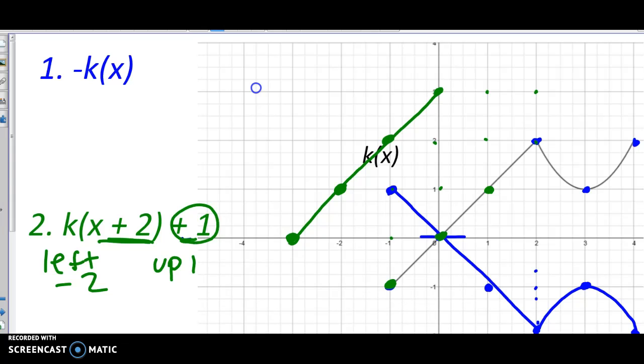Now let's finish the quadratic. This point is going to go up 1 and to the left 2. And the last point is going to go up 1 and to the left 2. So when you have a piecewise graph, it's kind of trickier, but make sure you move all of the pieces. Okay, so I'll give you a second to copy that down, or if you want longer time, you can pause the video.